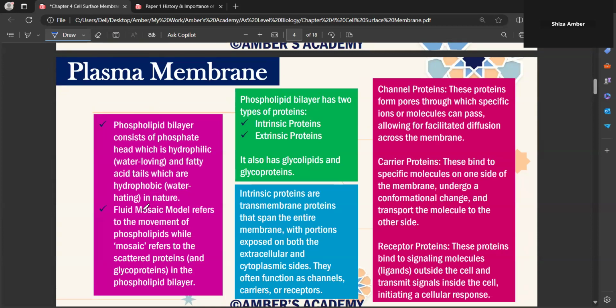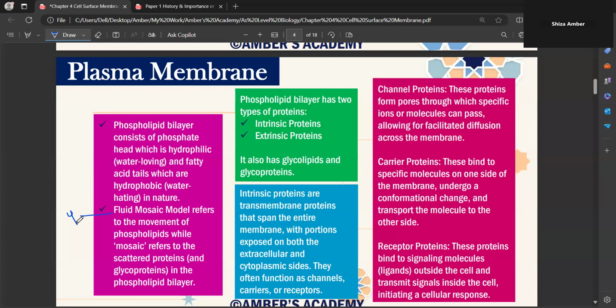Now, fluid mosaic model refers to the movement of phospholipids, while mosaic refers to the scattered protein and glycoprotein in the phospholipid bilayer. So I just mentioned that this is a question which will need 4 pointers, right? So this is just the first pointer. This is just explaining that fluid means movement, like water indicates something with the movement part, right? So phospholipid basically is trying to tell you that a phospholipid is in continuous motion due to fluidity. So there is some sort of fluidity in the entire membrane.